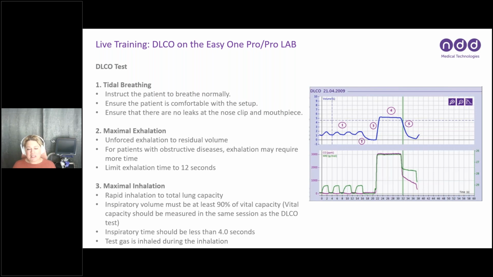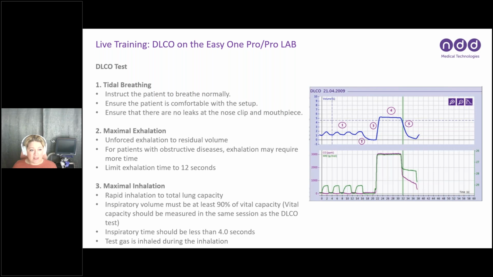We want to limit this time to 12 seconds. For patients who are more obstructed, exhalation is going to require more time. Most of us can empty our lungs fairly quickly, even in a relaxed manner. For some of these obstructive patients, we even might instruct them to blow out a little bit harder so that they can get to that point of plateau within that 12 seconds.